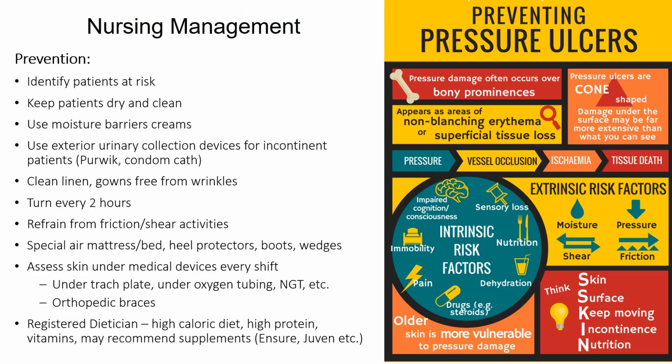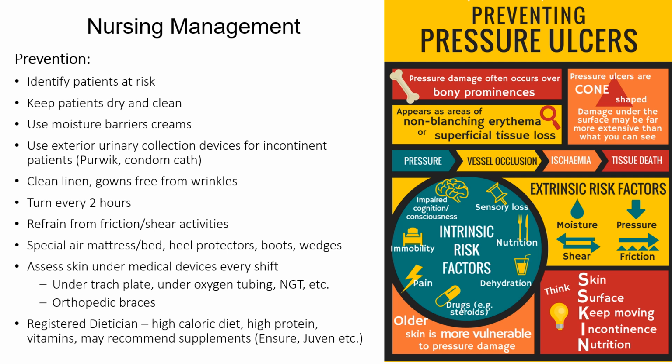Nursing management. So what do we need to know? We need to identify those patients at risk, like using the Braden scale. We want to keep them as clean and dry as possible. There's lots of products. Again, every facility has their own products, so use them. We have moisture barrier creams. We have external urinary collection devices such as a PureWick and condom cap. I have an example on the next slide.